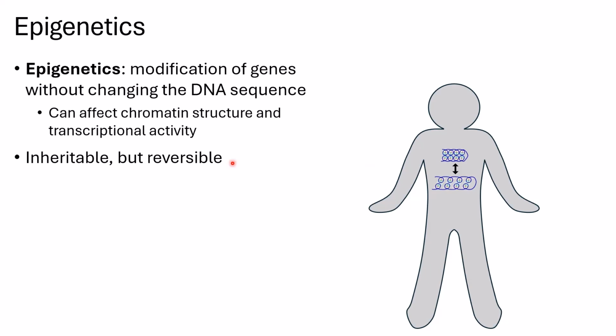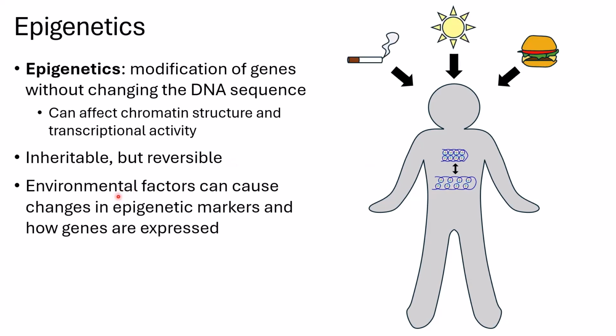Epigenetics is often thought of as a mediator between our genes and the environment. Environmental factors can lead to changes in epigenetic markers, which can then be passed down to future generations. Because of this, there is a strong link between epigenetics, health, and disease.